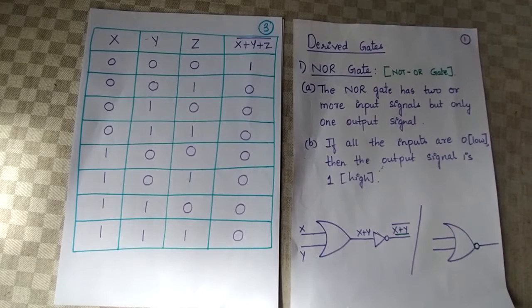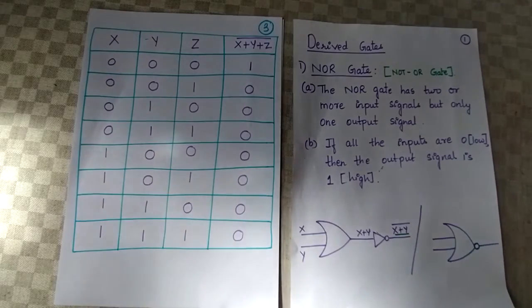Result is 0. So as you observe in NOR gate, only if all the inputs are zeros or low, only then the output is going to be 1, whereas in all other cases it is going to be 0. So our NOR gate works completely opposite to that of the OR gate. Applying NOT gate to OR gate will give you the working of NOR gate over here.